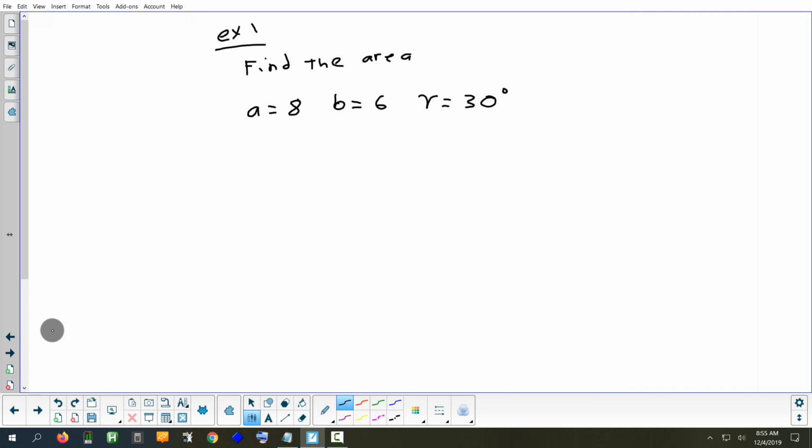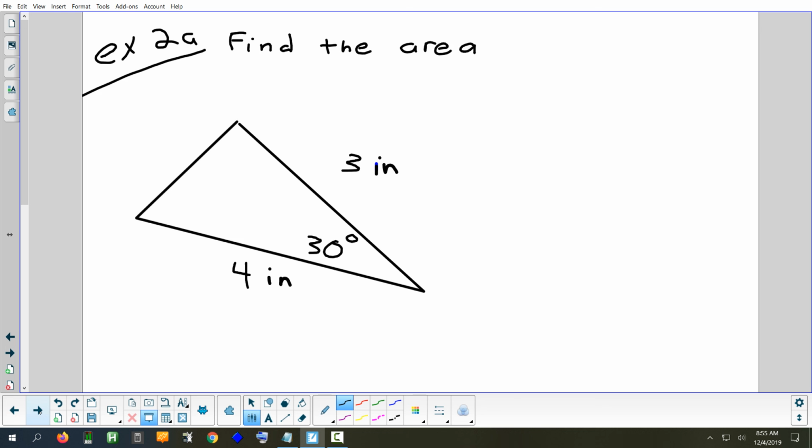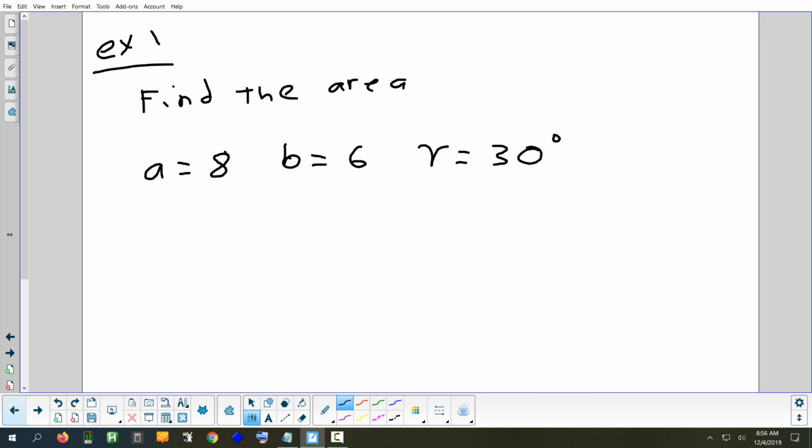Okay, so let's take a look at that. Now, whether they give you a problem like that or whether they give you a diagram, doesn't matter. It's the same type of information. Okay. Anyone think they can set up my equation that I'm then just going to type into the calculator to get the area of this triangle? Yeah. 1/2 8 times 6 sine 30. That's it.